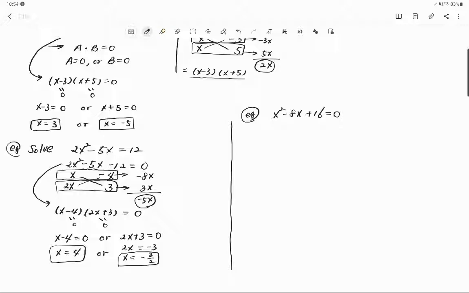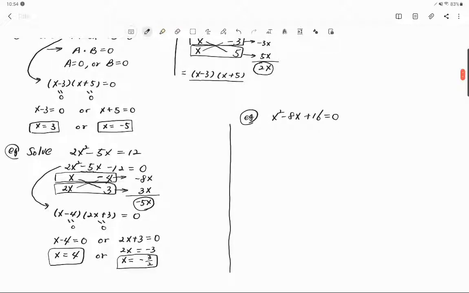Okay, here's an equation: x squared minus 8x plus 16 equals 0. Okay, let's factor this trinomial. So the first term is always x times x. And 16 can be 2 times 8 or 4 times 4. So in this case, let's try 4 times 4. And the result is positive, but the sum should be negative, right? So why don't we put both negative? Still, negative 4 times negative 4 is positive 16.